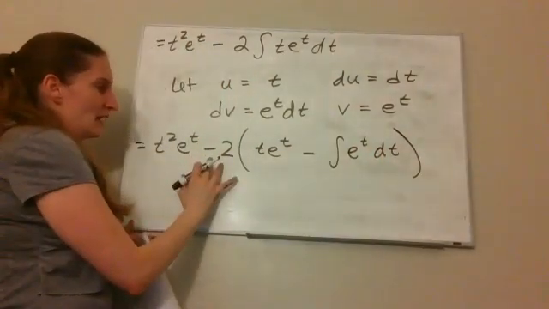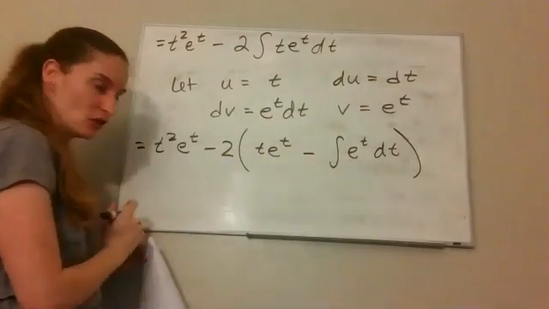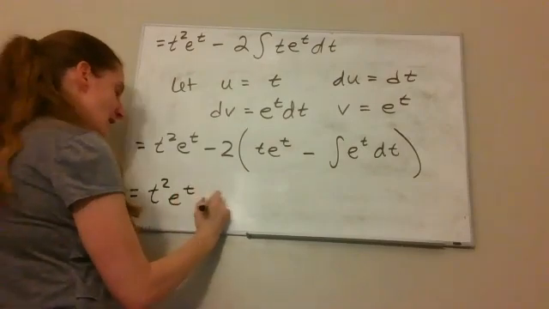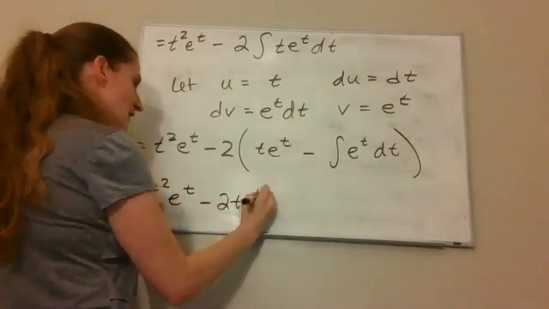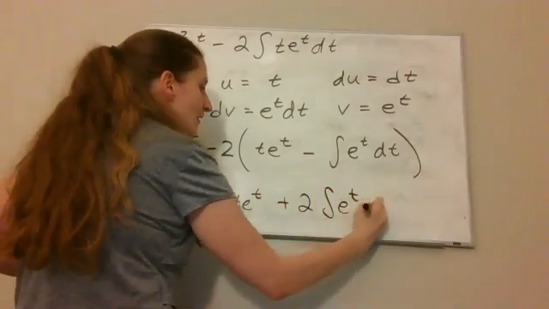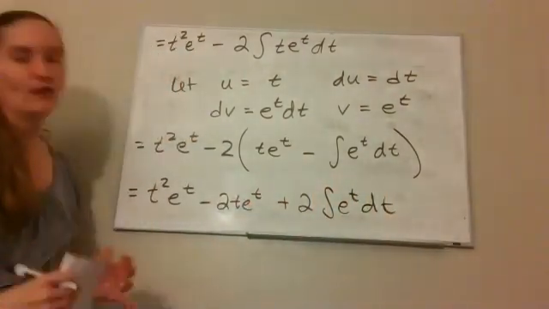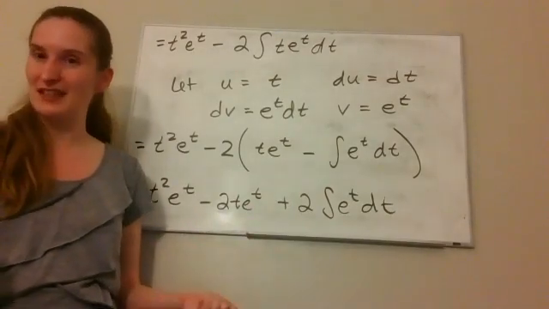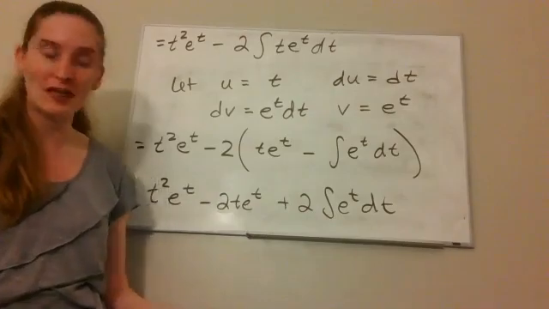Now I would go ahead and distribute this minus 2. I get t squared e to the t minus 2t e to the t plus 2 times the integral of e to the t dt. So I still have one more integral to go, but at least the antiderivative of e to the t is itself, and then we'll be finished.